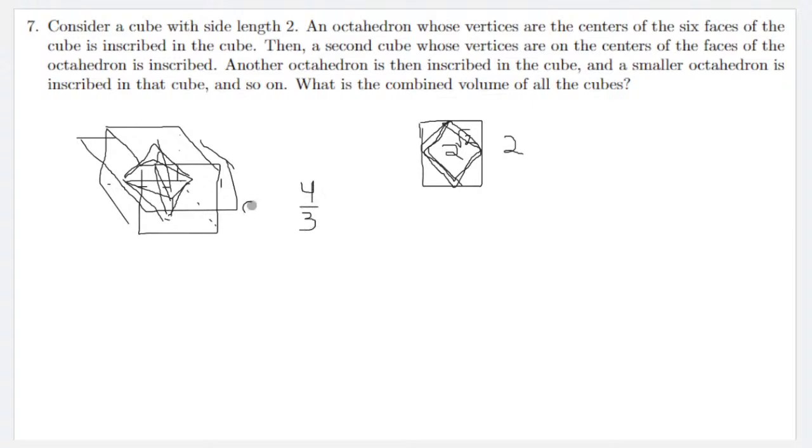So the volume went from 8 to 4/3. The octahedron has a volume of 4/3. So now, given that, we need to try to find the volume of the next cube inside.